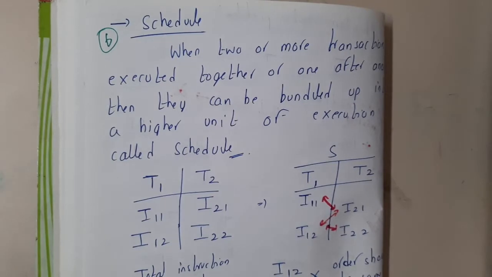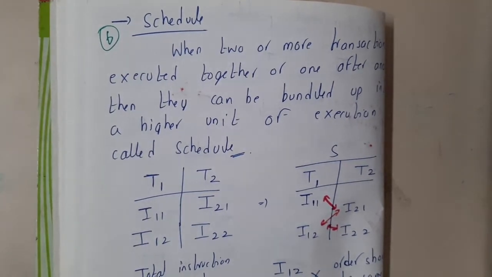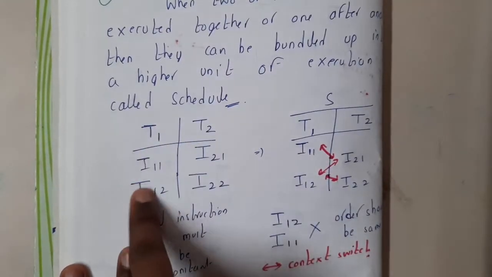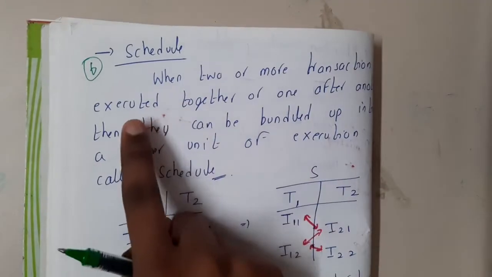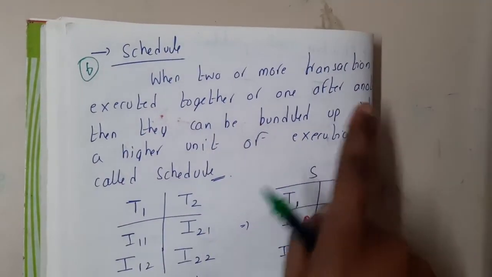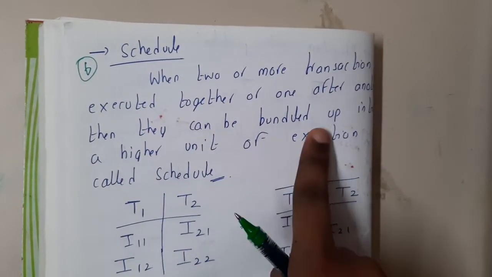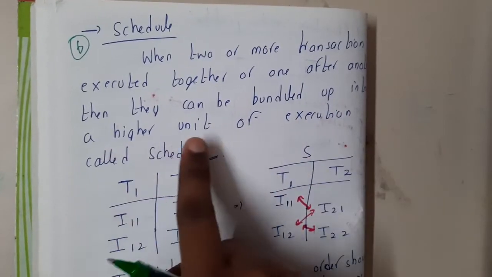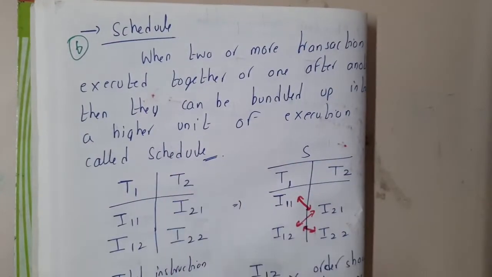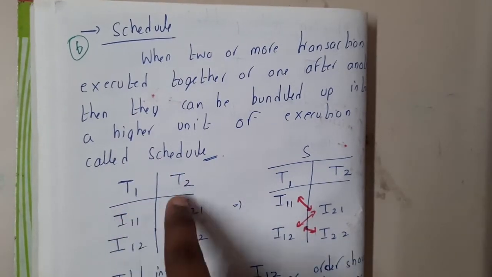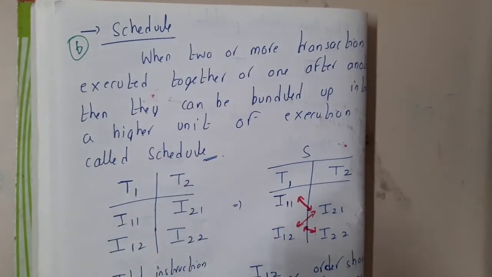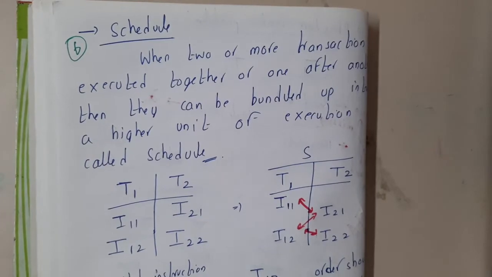Whenever we are trying to run multiple transactions parallelly, this is called a scheduler, guys. When two or more transactions execute together or one after the other, they can be bundled into a higher unit of execution, which is called a scheduler. Inside a scheduler we are going to have multiple transactions. So now you understood, right? The terminology is scheduler.